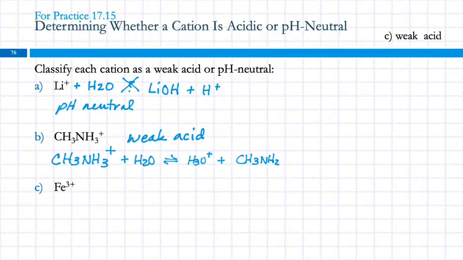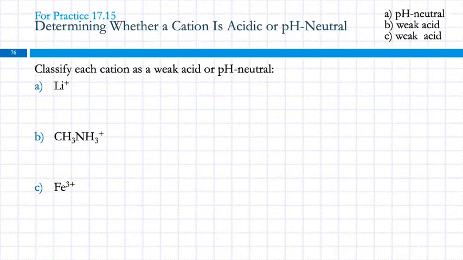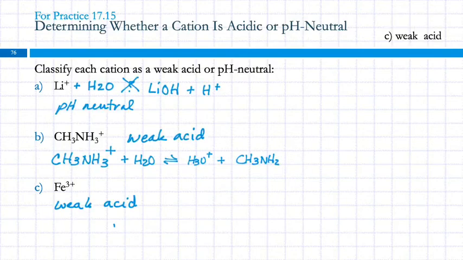How about Fe3+? Weak acid. How do we know that this is a weak acid? Small. It's a small, highly charged cation.